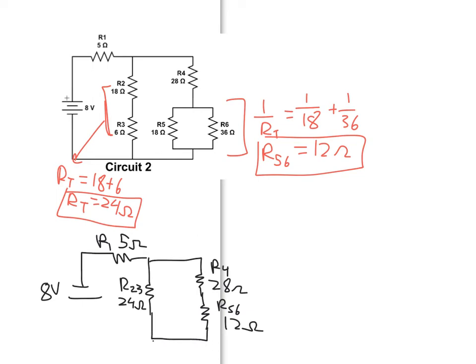And so we look for our next simple combination, which is going to be R4 with R56. Since they are all combined in series, we can just add them up. So 12 and 28 is going to give us a total here of 40 ohms for R456. We'll then redraw one more time, and then we'll be able to combine.